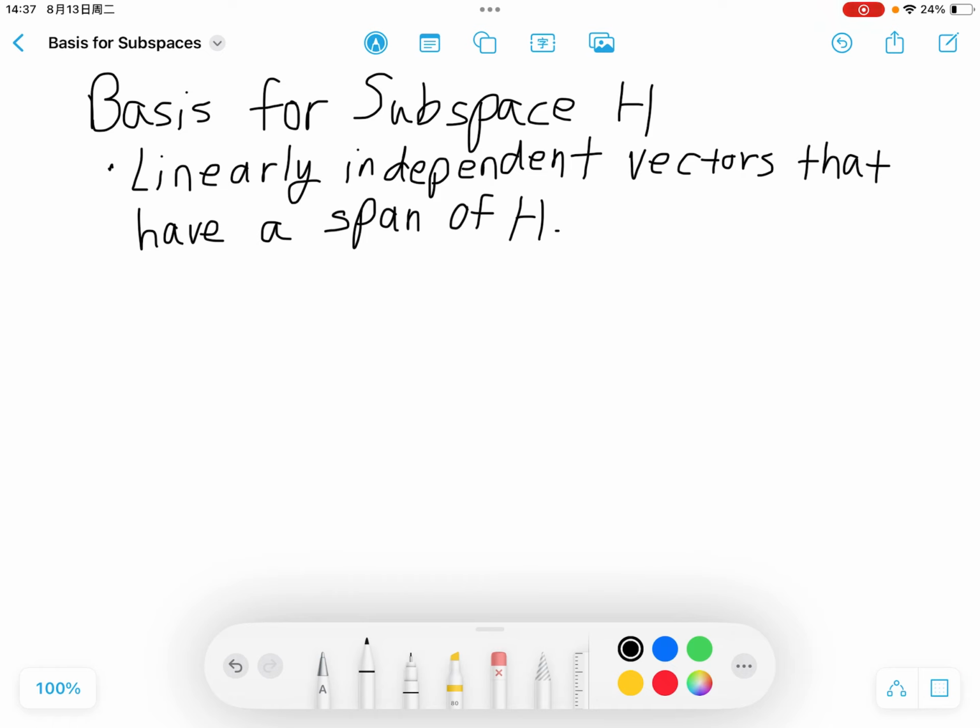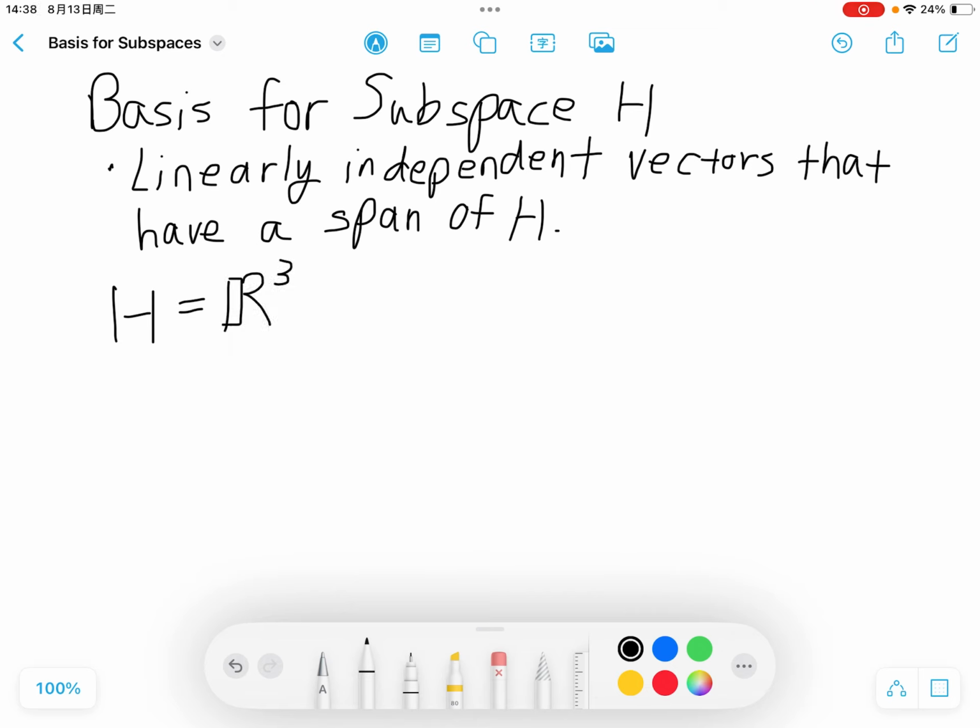Okay, so let's just move on to a few example problems to more clearly define what a basis is, because right now we only have one sentence of definition and we're kind of miffed. Okay, so let's say I have a subspace H, and I want to know whether or not... let's say H is R3.